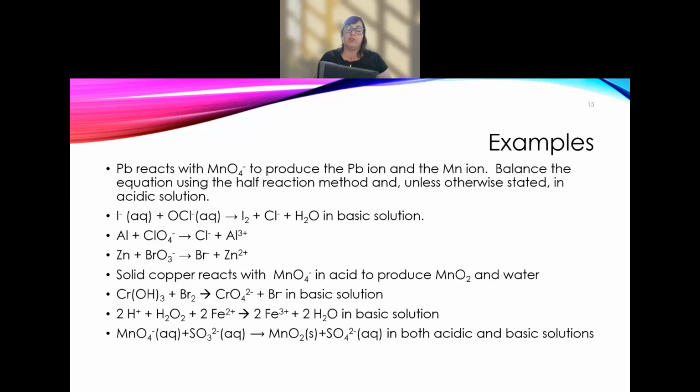Solid copper reacts with MnO4- and acid to produce MnO2 and water. So 2 half reactions. Cu goes to Cu2+, and then MnO4- goes to MnO2 plus H2O. So Cu2+ is fine for Cu, Mn is fine for the Mn part. We are not balanced for oxygen on the Mn reaction, so we get MnO4- goes to MnO2 plus 2H2O. We are balanced for hydrogen in the copper reaction, but not in the manganese reaction. So we have 4H+ plus MnO4- goes to MnO2 plus 2H2O, 4 hydrogens on both sides.